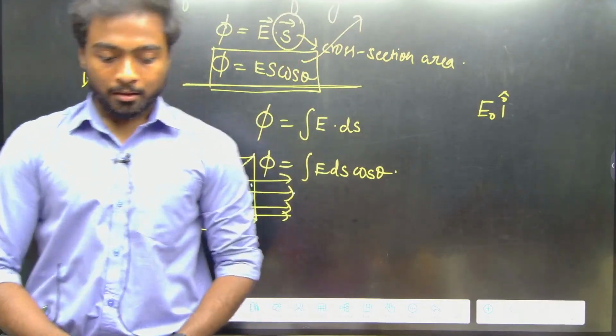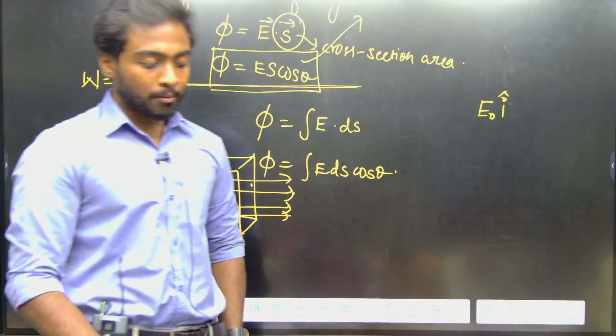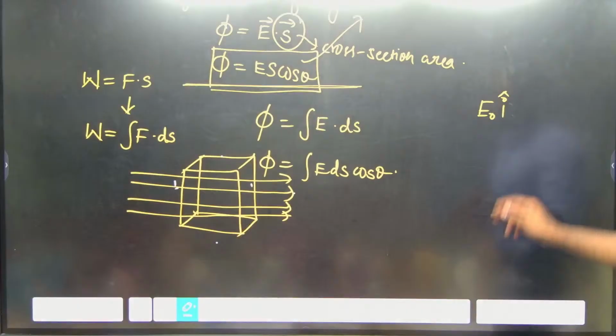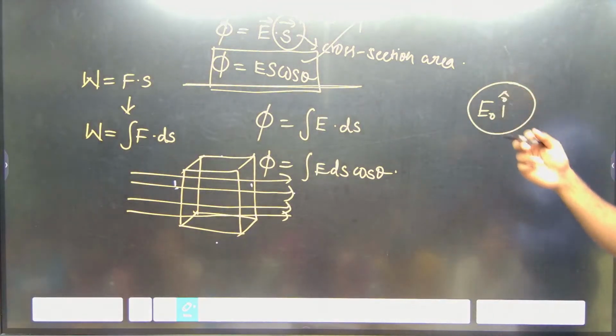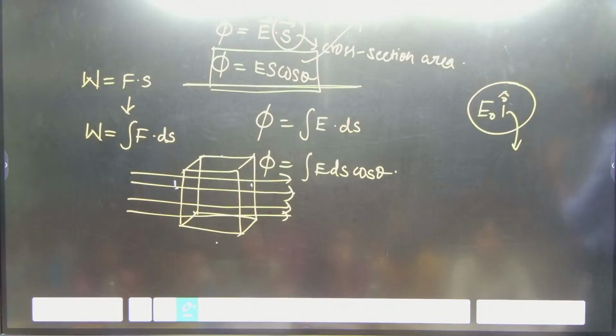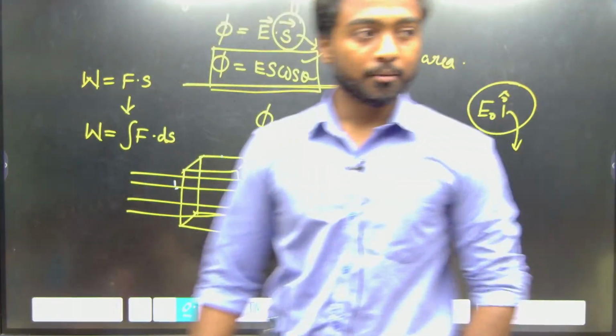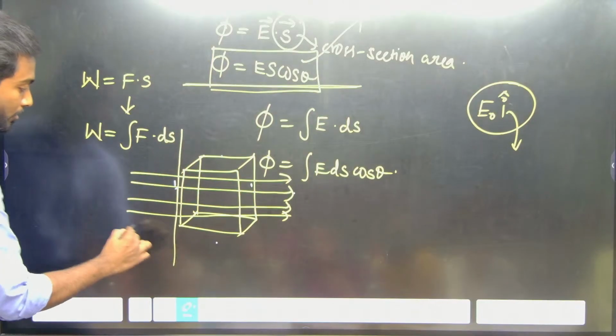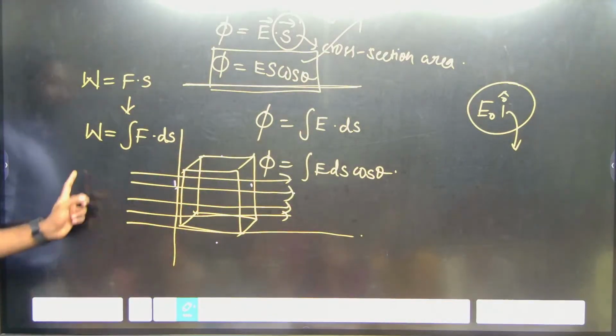Okay. So in this question they have not mentioned the diagram, but they have given the value E naught I cap. This I cap denotes that it is passing in the x axis. So it is a uniform electric field. Now let me take, this is the cube. So it is passing in the x axis, no?